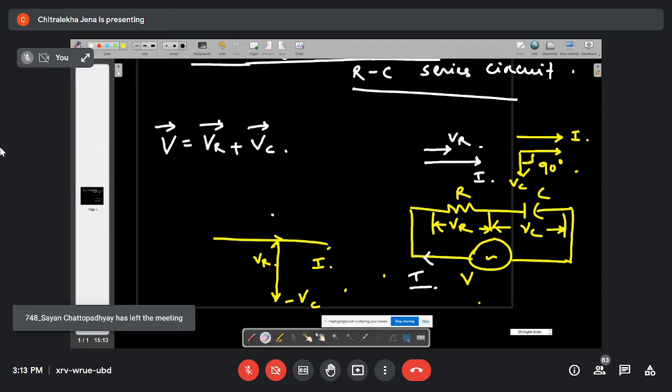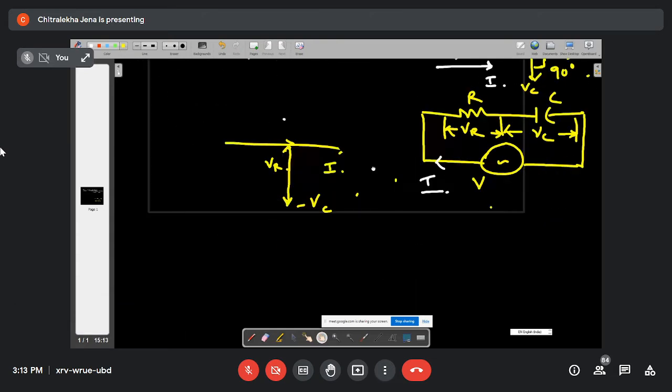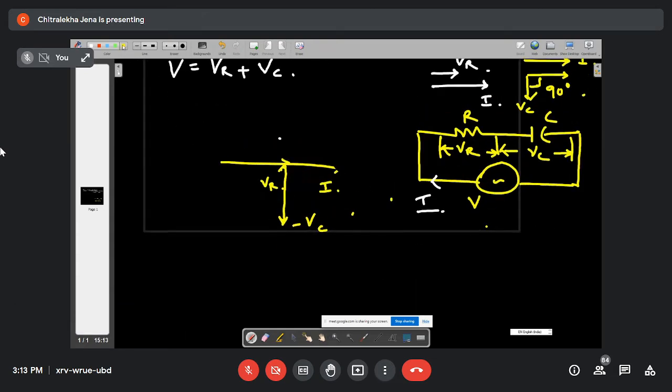So now if you find the resultant, this one is your VR plus VC phasor, this one will be your V. Okay, so now you tell me.